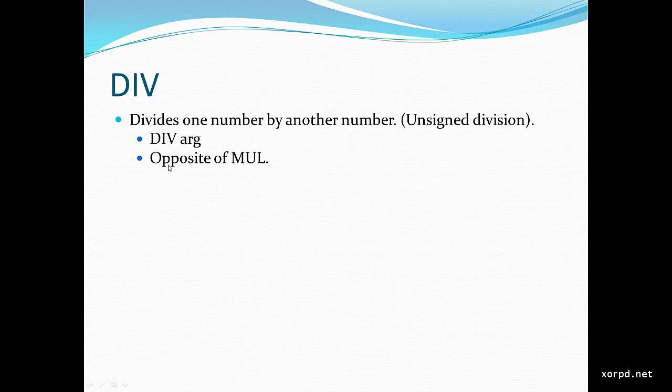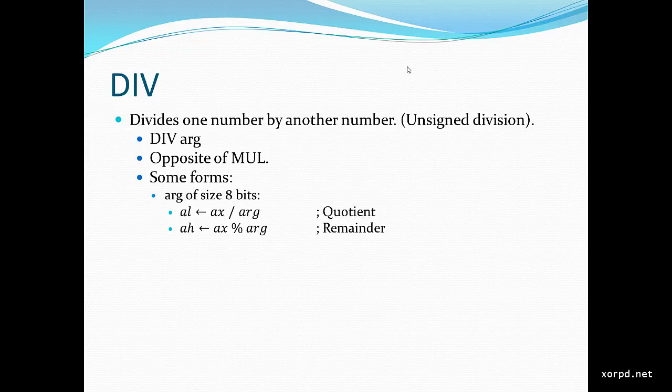It is actually the opposite of mul, because mul multiplies numbers, and also all those strange registers that are used for the result are going to be used in div, but in the other way. We are going to see it in a moment. It has some forms, just like the mul instruction has some forms. The very first form, or maybe the oldest one, historically speaking, is the case of arg of size 8 bits.